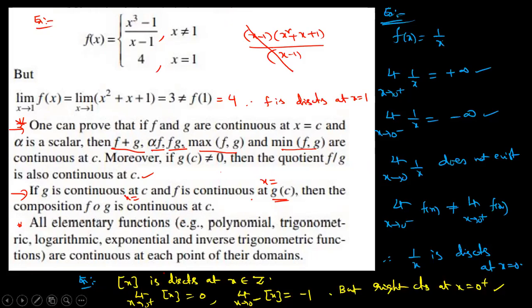So please add this point. The integer part of x is always discontinuous.